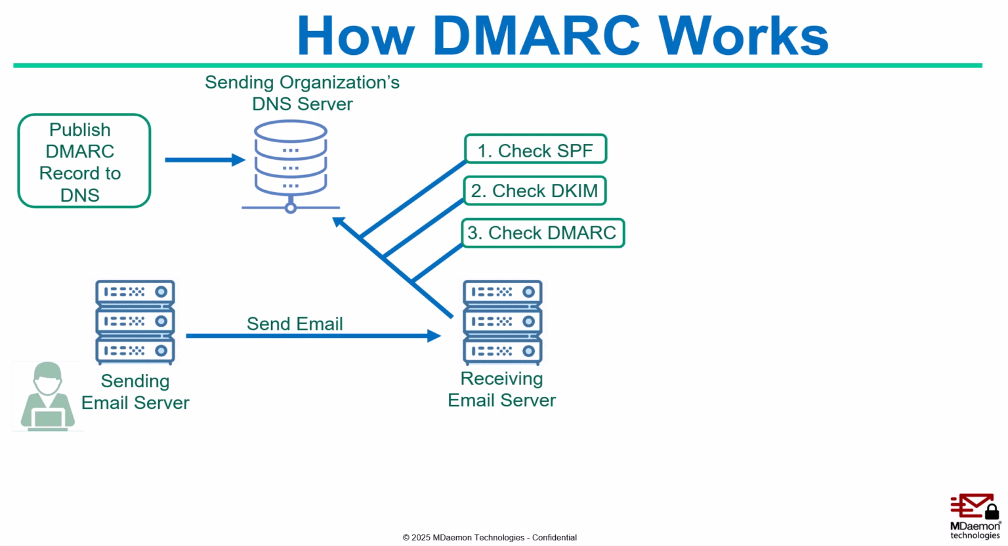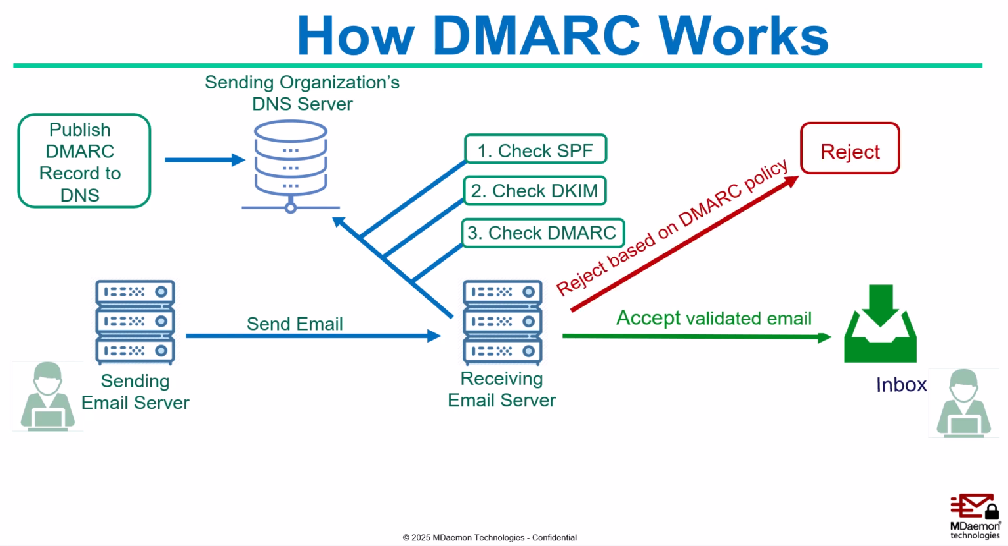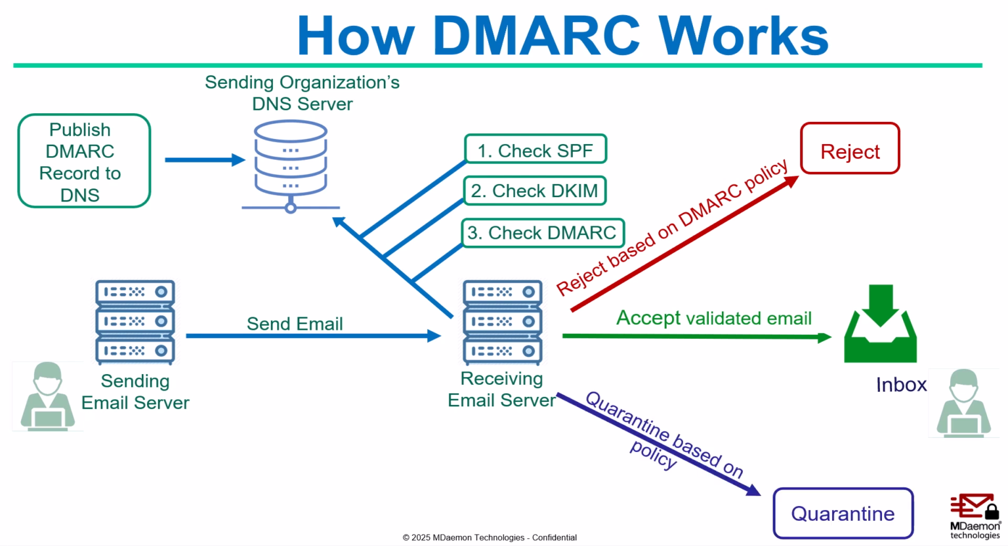And based on the sending domain's DMARC record, the message can be accepted, or it can be rejected based on the DMARC policy. For example, if my domain says, I want you to reject all messages that don't align with SPF and DKIM, then I'll have a reject policy where the receiving domain can reject the message. Or if the sending domain has a DMARC policy of quarantine, then the message can be quarantined.